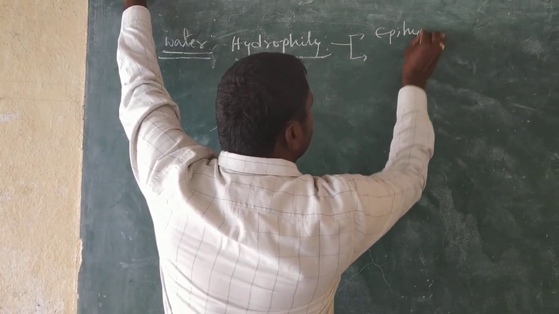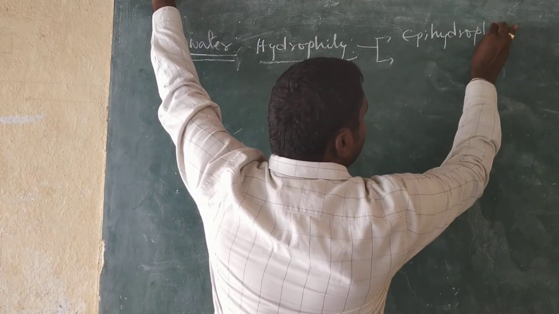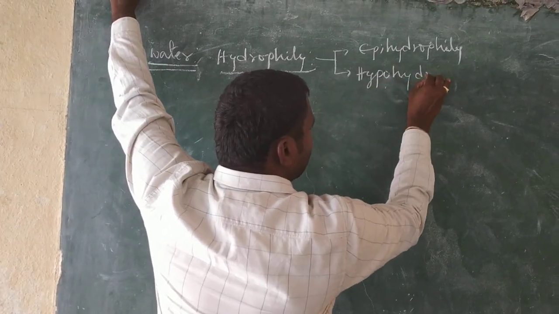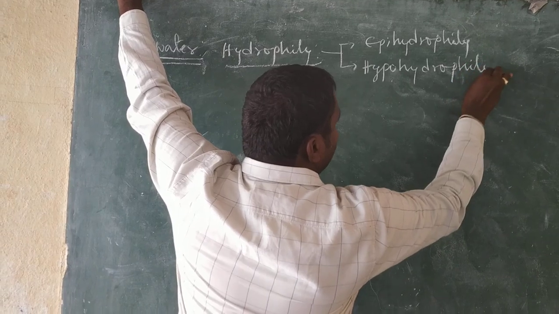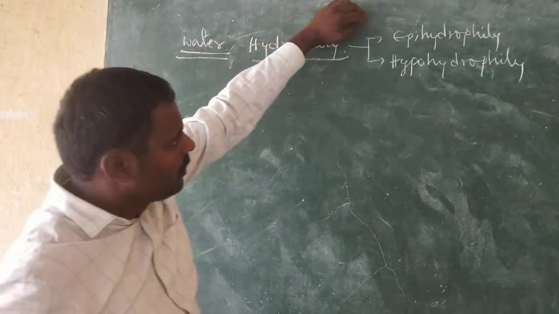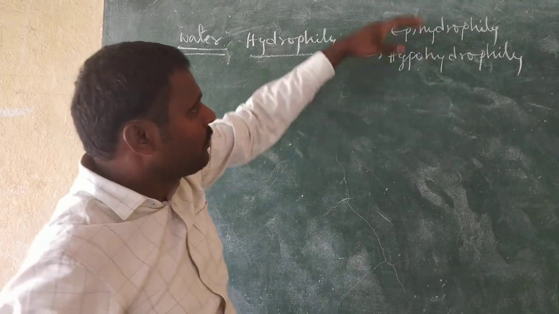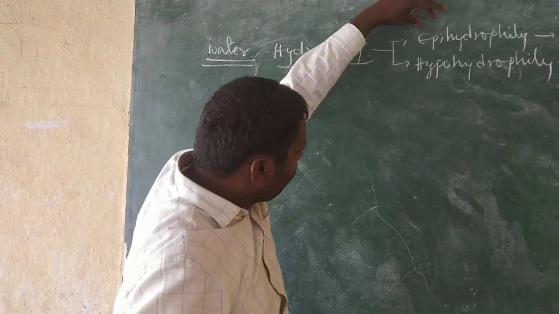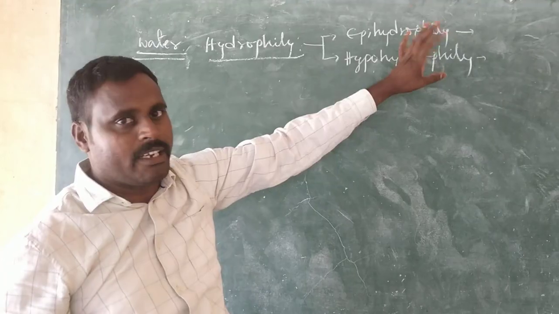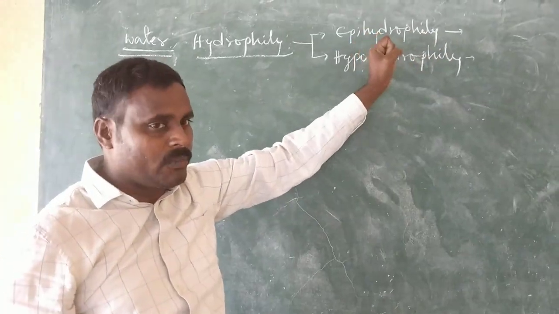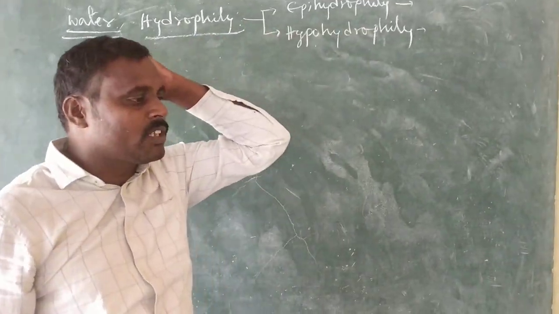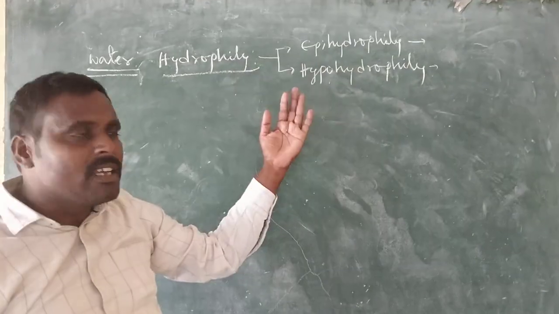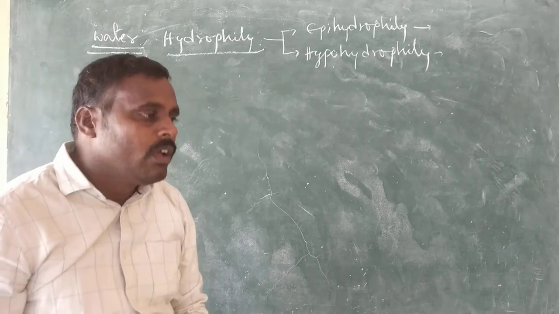Epihydrophily and hypohydrophily. So, what is epihydrophily and what is hypohydrophily? Pollination that occurs on the surface of the water is called epihydrophily. And pollination that occurs beneath the water, or below the water, is called hypohydrophily.